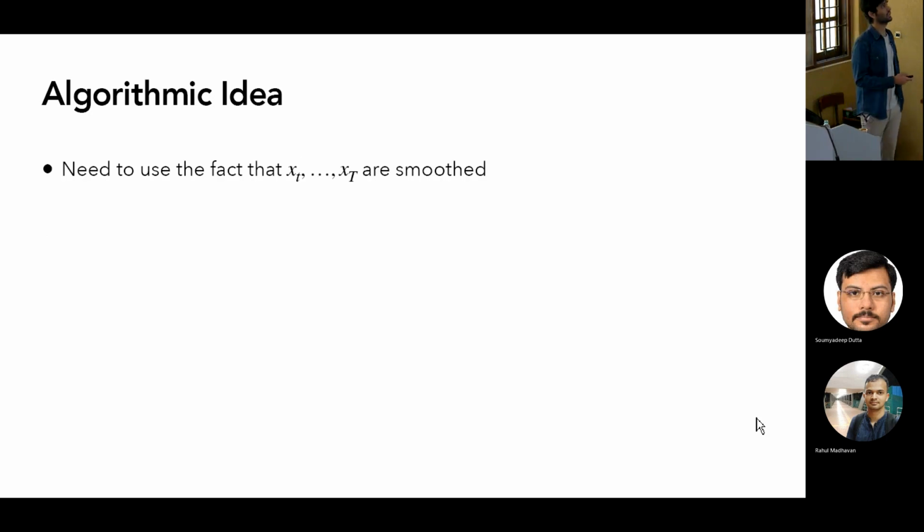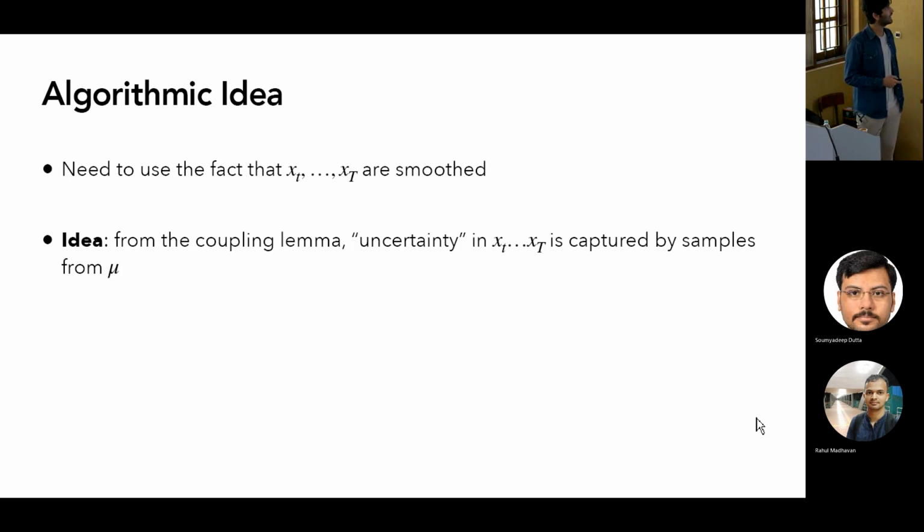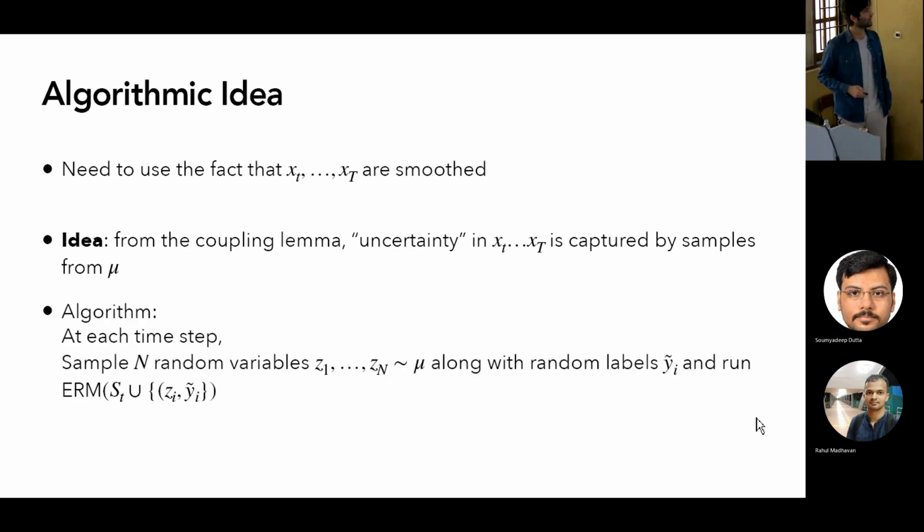So we need to use the fact that x1 to xt are smooth. And the main idea is that you use a coupling lemma to argue that the uncertainty in the future is captured by samples from mu. This is a bit vague, so maybe the algorithm clarifies what that means.